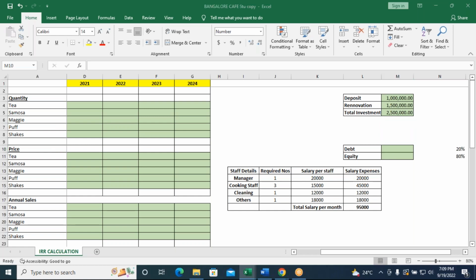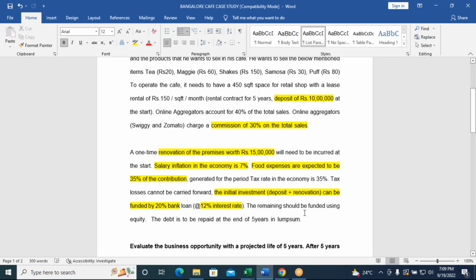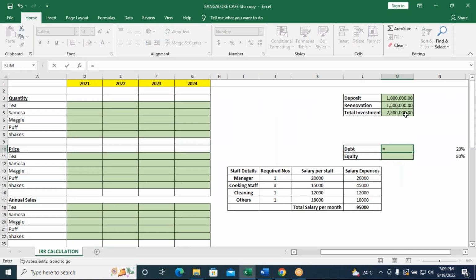Now, what is the debt I have planned? 20% of the total investment. So the total investment is 25 lakh into 20%, so the amount is 5 lakh rupees that I am going to take. Now 80% is equity. Total investment minus debt, it is 20 lakh rupees equity I am going to take. Understood with this part? Yes, ma'am.